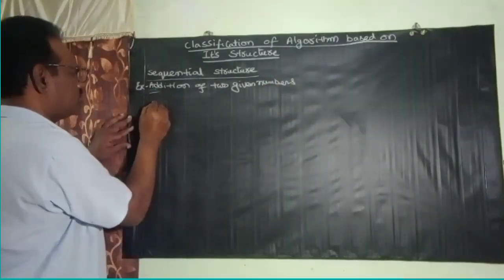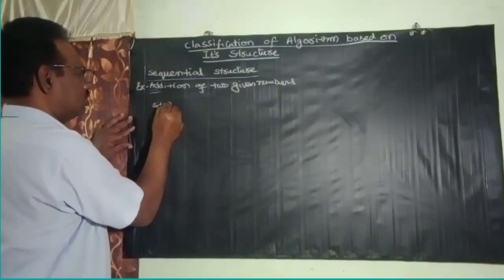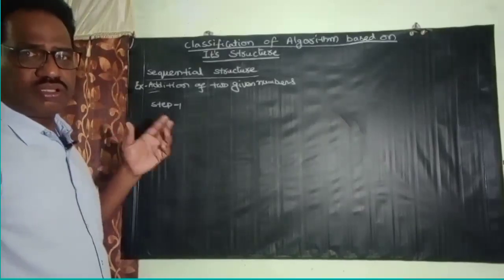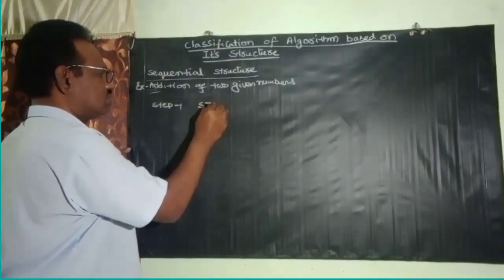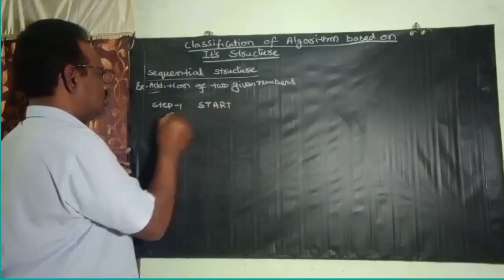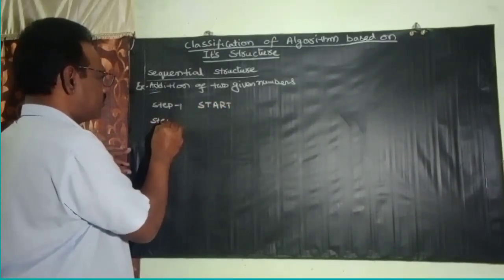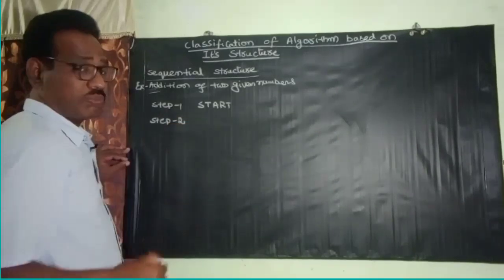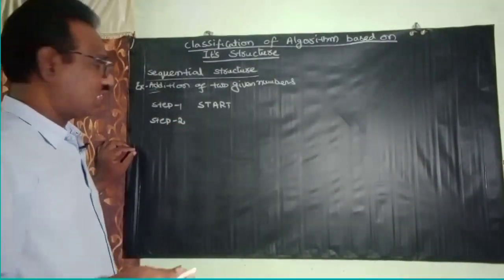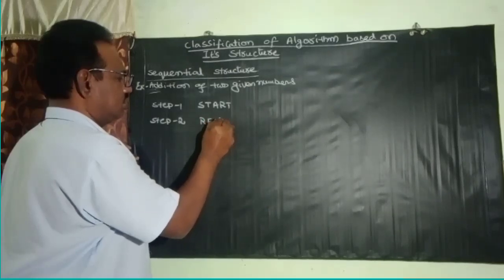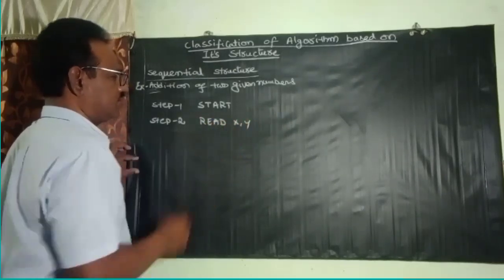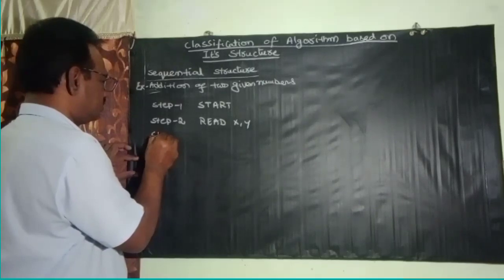So same example, I am coming to step one. In step one, the first statement in the algorithm is start, and the second step is we have to read the two numbers from the user. Maybe that one is x and y. Read x comma y.